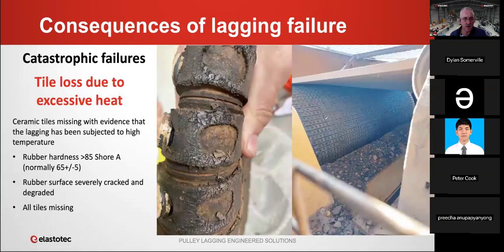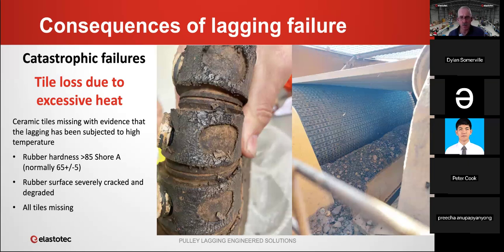The next cause of tile loss is excessive heat. Basically, you can tell that it's excessive heat. If you look at this pulley, you can see that right across the surface of the pulley, pretty much all of the tiles are missing. What happens when you get excessive heat, and I'm talking about temperatures above 150 degrees centigrade? Basically, the bonding system deteriorates, and as a result, the tiles come out.